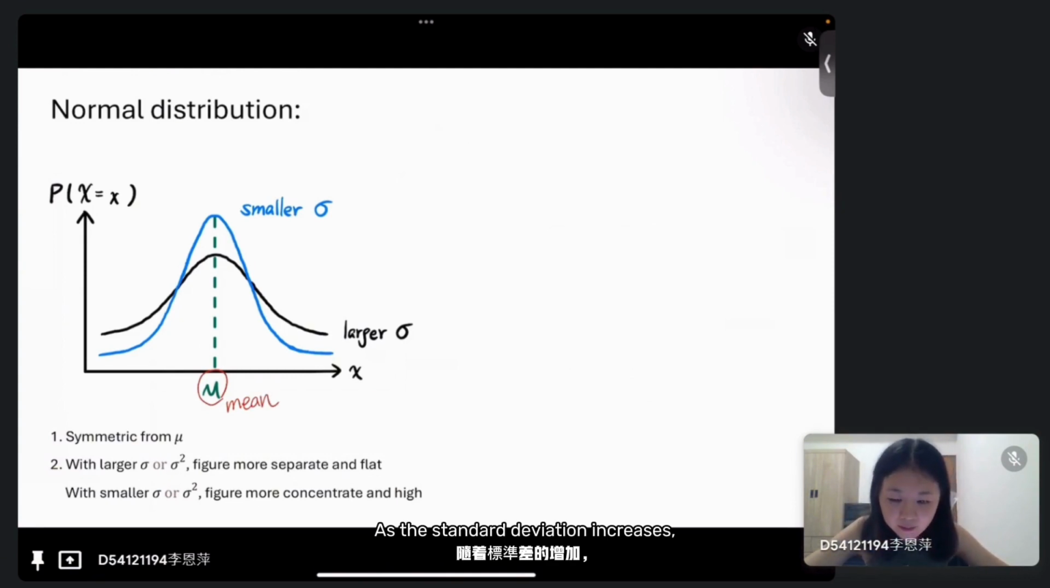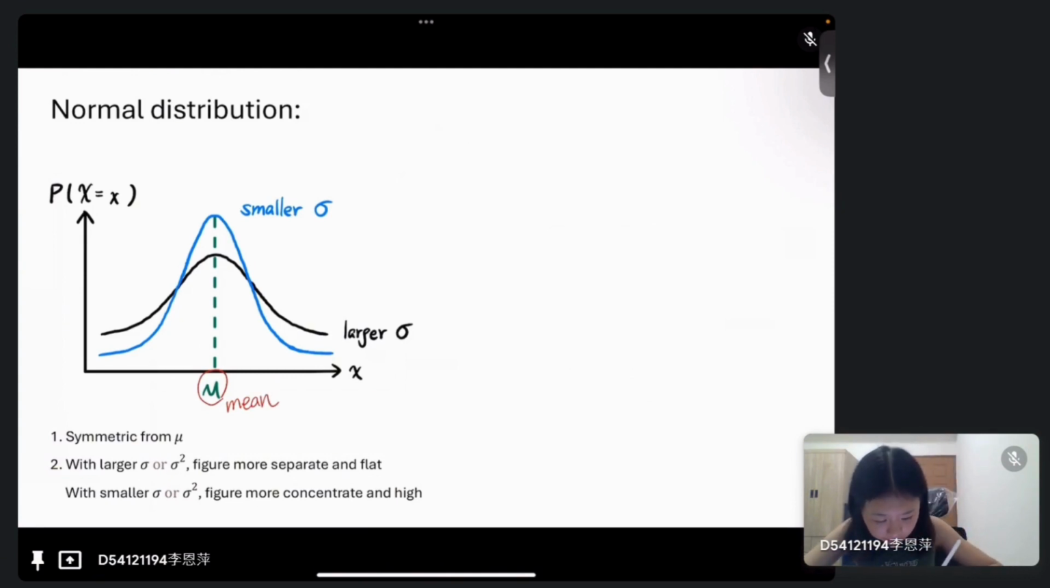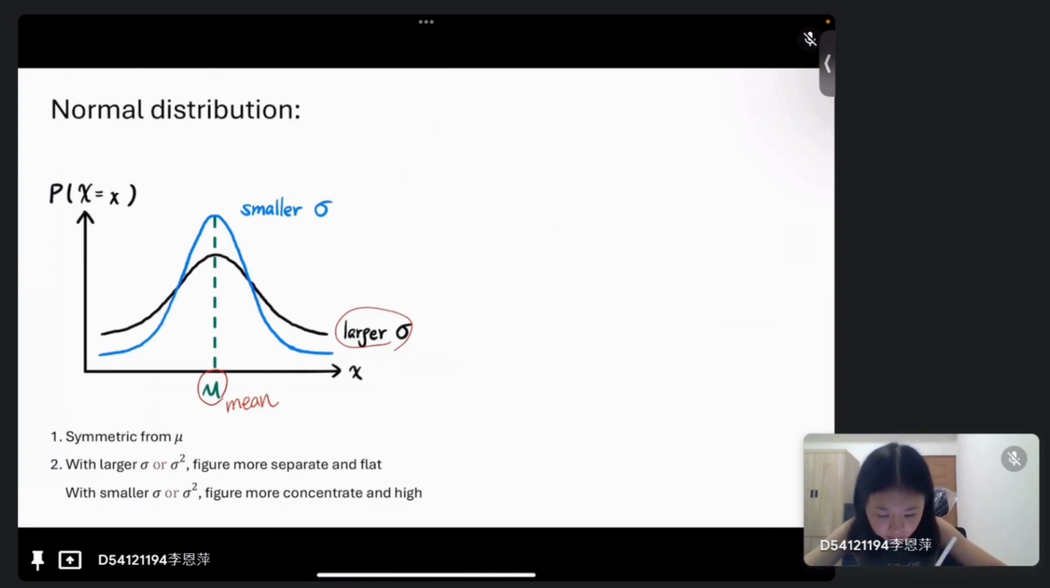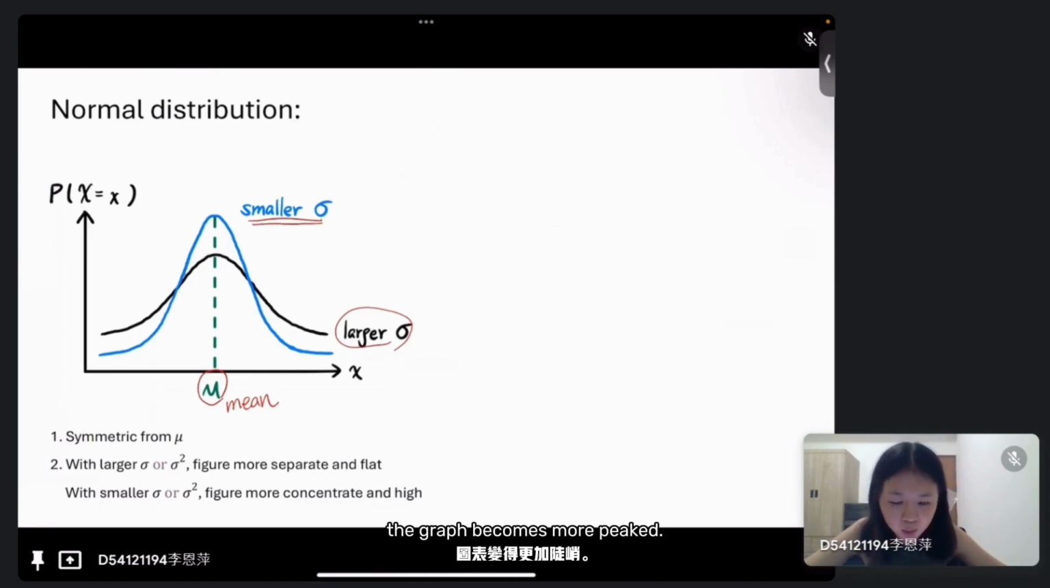As the standard deviation increases, the graph flattens out. As the standard deviation decreases, the graph becomes more peaked. This signifies that the standard deviation measures the dispersion of a set of data. The larger the value, the more dispersed the data, and the smaller the value, the more concentrated the data.